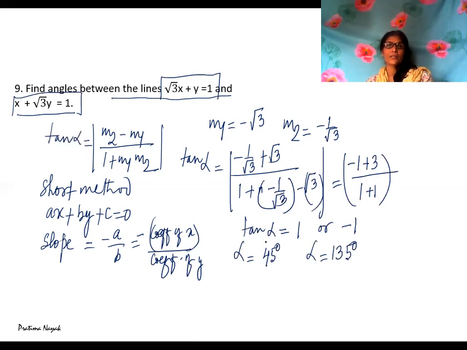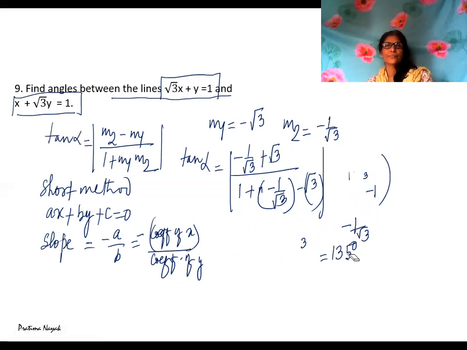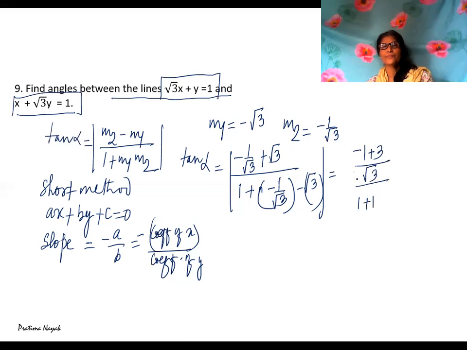Sorry, we got a mistake. It will be √3 is there. So it will be 1 by √3, very sorry, or minus 1 by √3. This will simplify to minus 1 by √3. So this will be minus 1 plus 3 by √3, upon 1 plus 1. This will be tan alpha is equal to how much? 2 by √3 into 2. That will be 1 by √3.